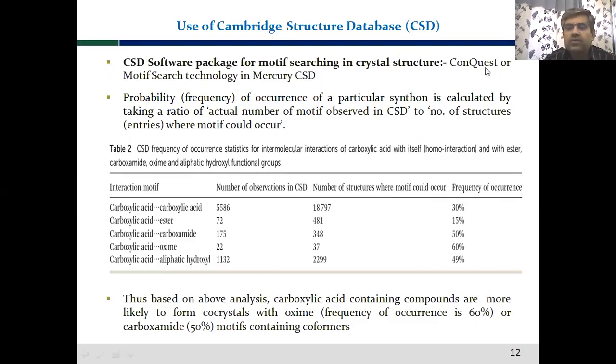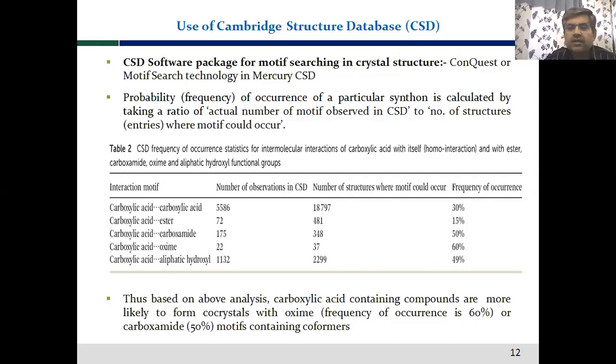One is to use a software called Conquest, or you can have the motif search technology in the Mercury Cambridge structure database. So what we do in this Cambridge structured database is that we find out the probability of occurrence of a particular synthon in a crystal lattice, which means which are the motifs that are highly likely to be present in the crystal lattice structure. So those are the ones that we should choose so that the probability of formation of the co-crystals can be enhanced.